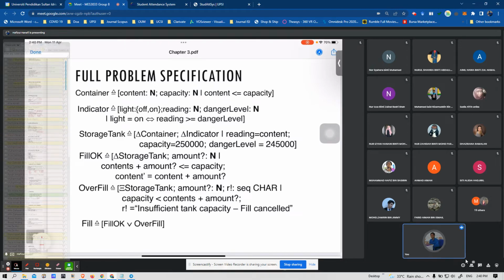We have a container, we have an indicator, we have a storage tank. We have fill, overfill and fill. How many operations do we have here? One, two, three, four, five, six. Six operations.